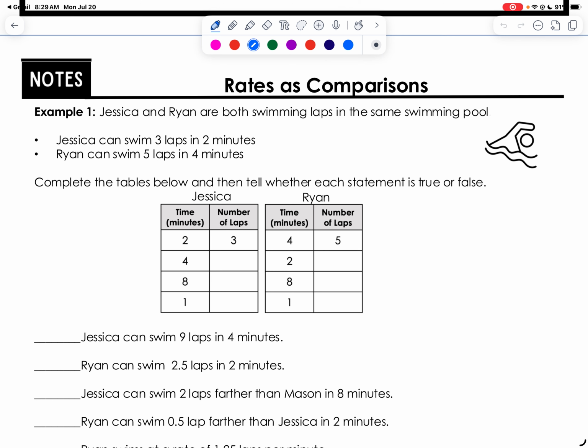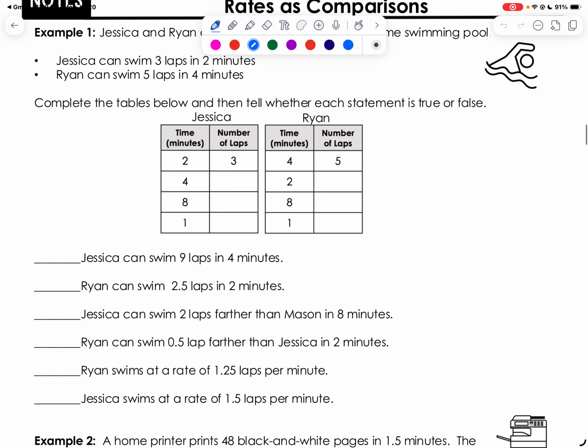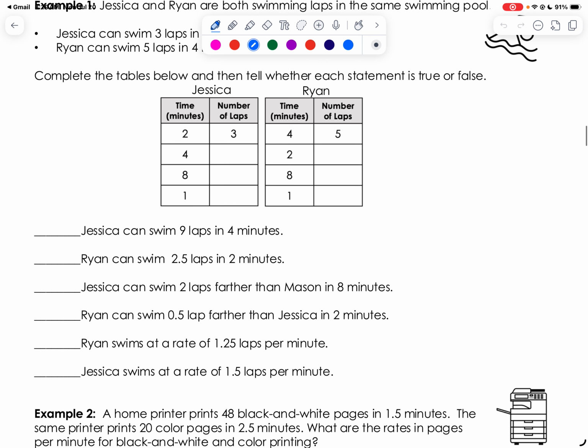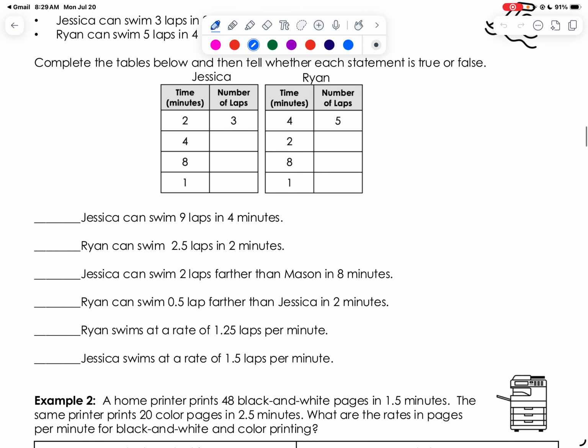Complete the tables below and tell whether each statement is true or false. So let's start with Jessica. From the given information, we know that she can swim 3 laps in 2 minutes. So they've got a table here where the first column is the time in minutes and the second column is number of laps. So let's complete this table.